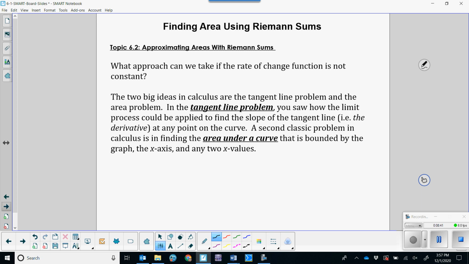The same second really important problem is finding area under a curve. Okay, so two problems, derivatives and integration. Those are the two things. And you will hear people say differential calculus and integral calculus, and that's basically what that means.